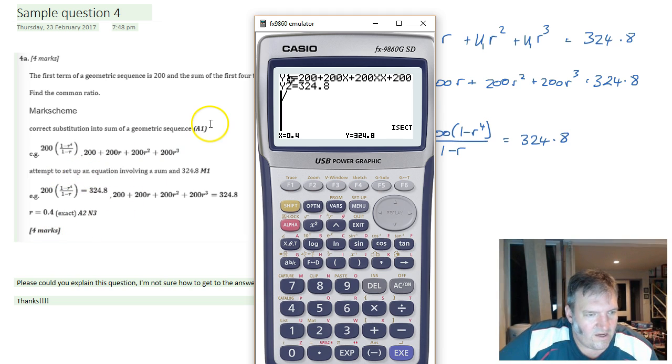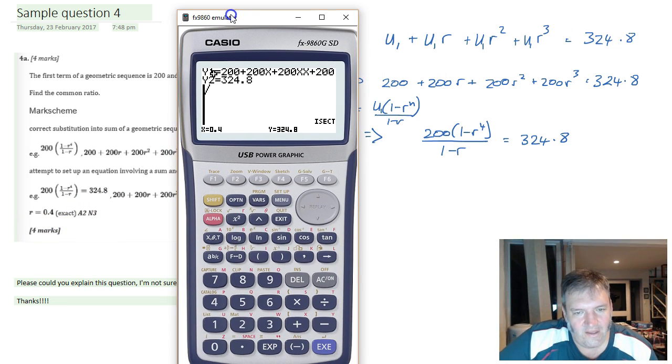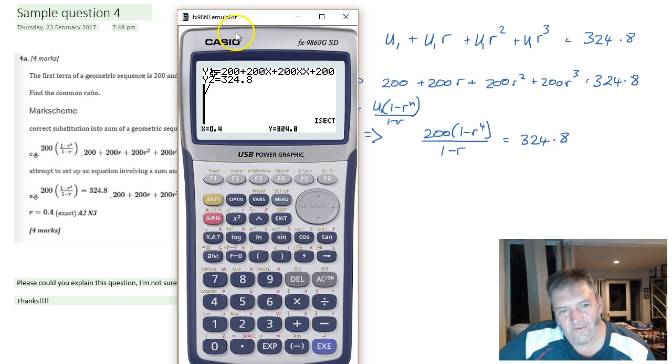So here, correct substitution, 1 mark. Attempting to solve when 324.8, that was your other mark, so any of those would have been fine. Getting the answer, you're expected to use your calculator to get there. There's not a nice, easy way of doing it otherwise.